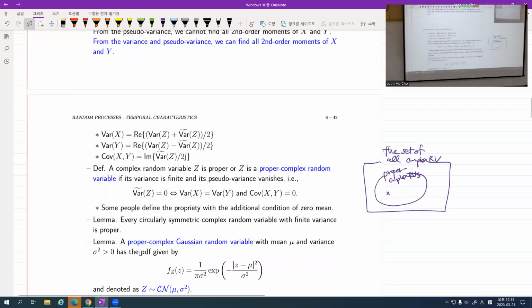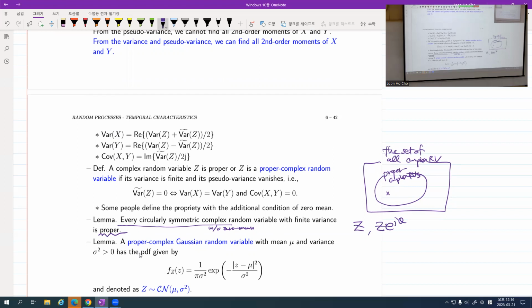Now, we have a lemma. Every circularly symmetric complex random variable with finite variance is proper. And here I assume this with or without zero mean, okay? Because anyway, in order to talk about propriety, we subtract the mean. So if the circular symmetry definition allowed non-zero mean, anyway, that is gone. So why? Because z and z e^{jθ} have the same distribution.